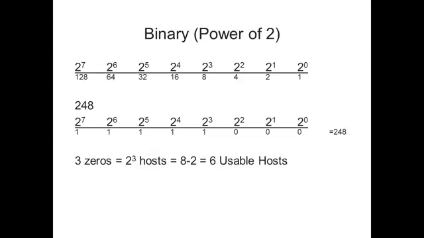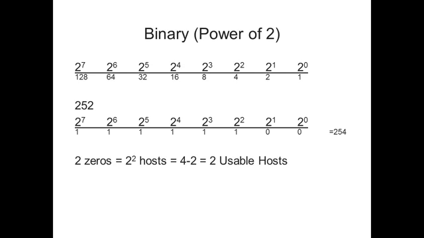Now let's do 252. Okay? 252 has how many zeros? 2. 2 to the 2 is 4. That one was tough. Minus 2 is 2. Okay? So far, so good? Everybody see how to do this? So if I was to ask you how many hosts there were, you could tell me. Okay? So 192. How many usable hosts are there with a subnet mask of 192?